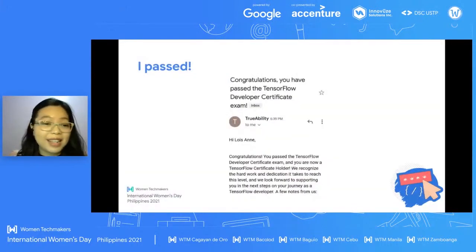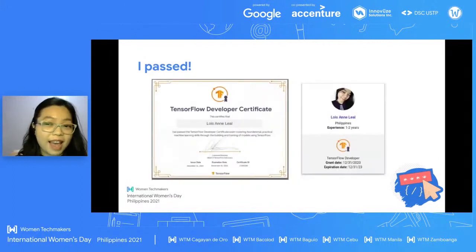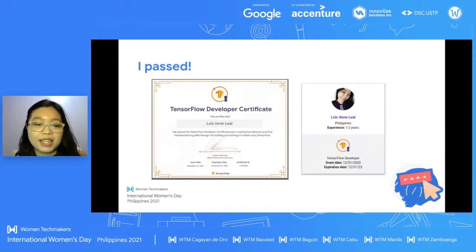And right after you click that end exam button, you will receive, it's not the certificate, you will receive an email telling you if you passed the exam or not. So this is a snapshot of the email that I received. And after less than 2 weeks, I received my certificate and I saw my profile being added to the TensorFlow certificate network. This is an interesting place where people looking for TensorFlow developers can find you.